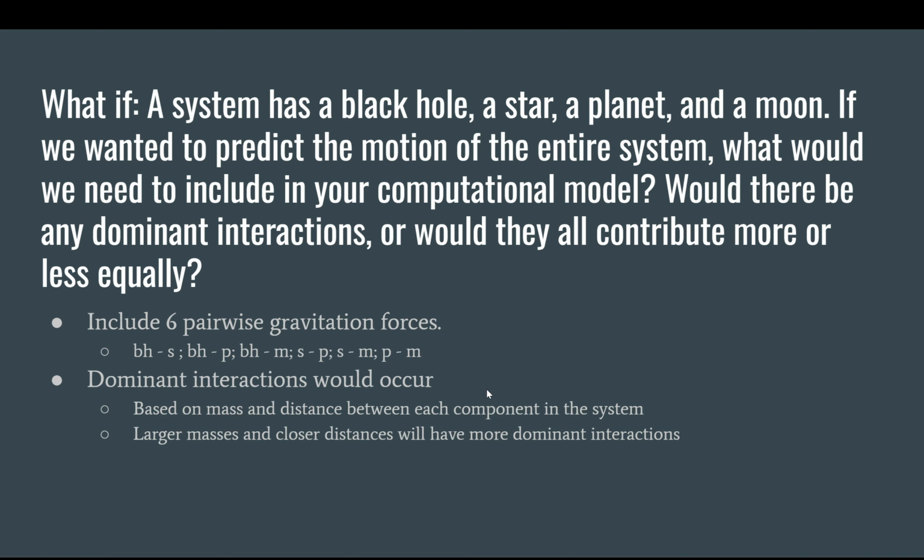To answer our final question: what if a system had a black hole, a star, a planet, and a moon? If we wanted to predict the motion, all of this, right? Well, it's sort of like part 2. We're going to want to go into more pairs of gravitational forces: black hole on the star, black hole on the planet, etc. And would there be any dominant interactions?